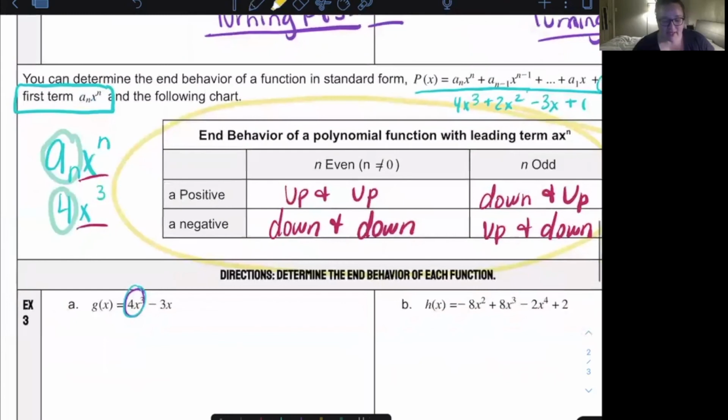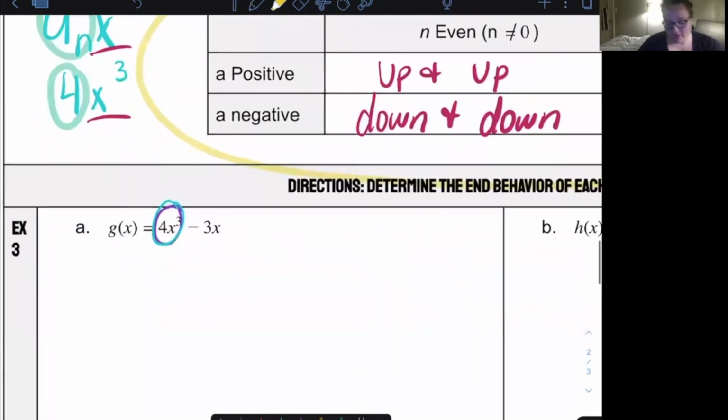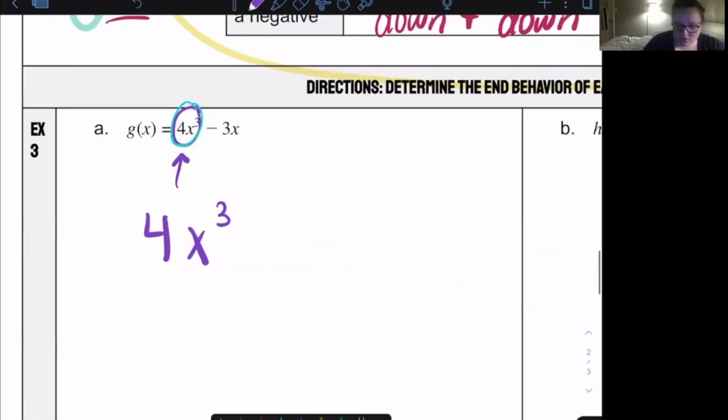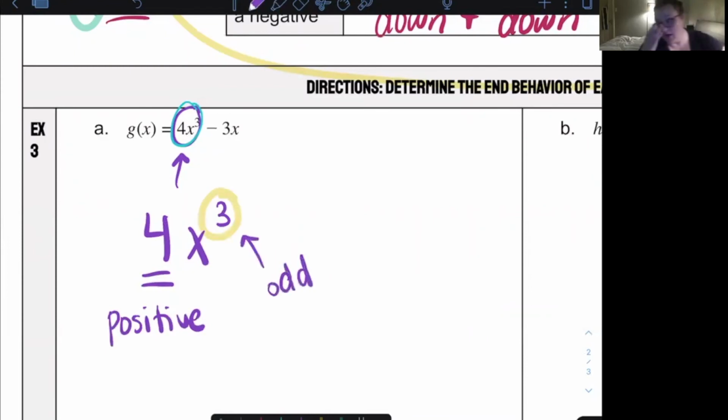So if we look at g of x equals 4x cubed minus 3x, we're going to look at that first term, 4x cubed. Well, 4, our leading coefficient, is positive. This is a positive number. And then the degree, 3, is odd. So we're positive and odd.